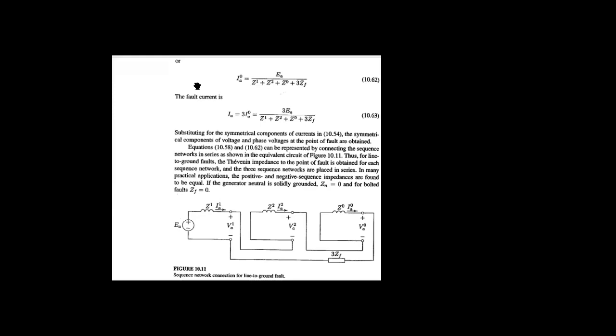We have started with single line to ground fault, so that you can compare the other faults with that. Remember that circuit also, which is interconnected based on this equation. Okay, thank you all.